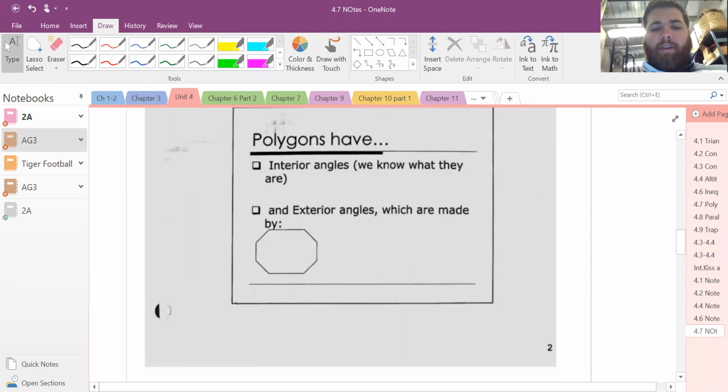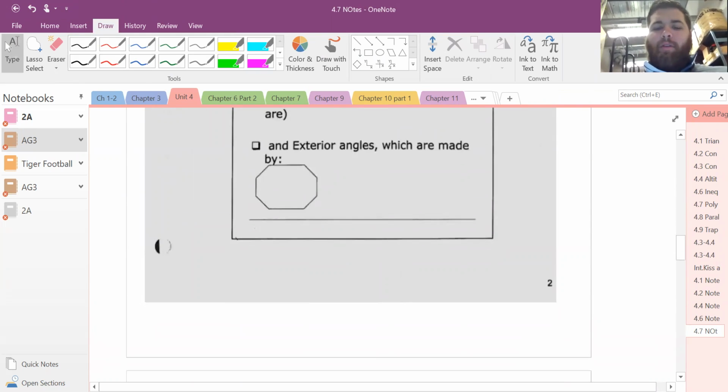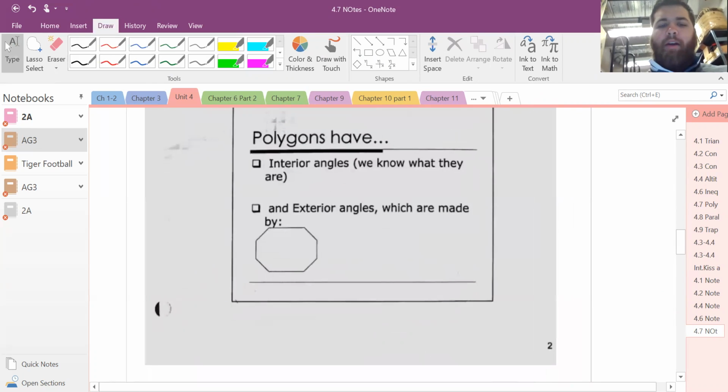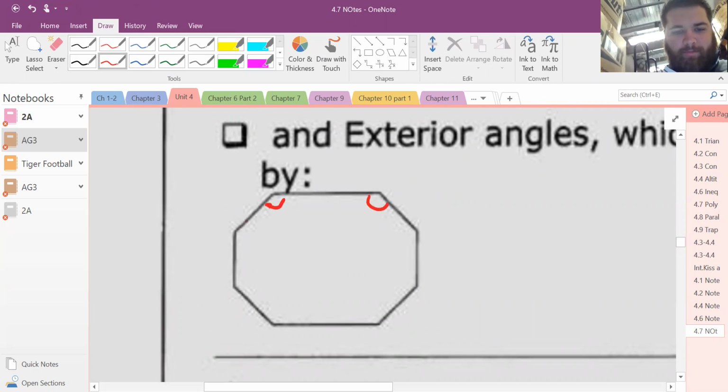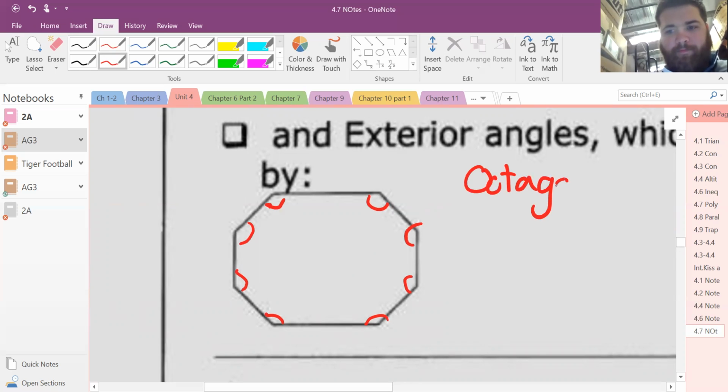Okay, interior angles. Interior angles are on the inside, exterior angles are on the outside. Here's a little diagram I want you to draw. You have these in your notes, so go ahead. The red, I'm going to make interior angles. All these are interior angles. What type of polygon is this? How do you tell? You just count the sides. 1, 2, 3, 4, 5, 6, 7, 8. It's an octagon. 8 sides.